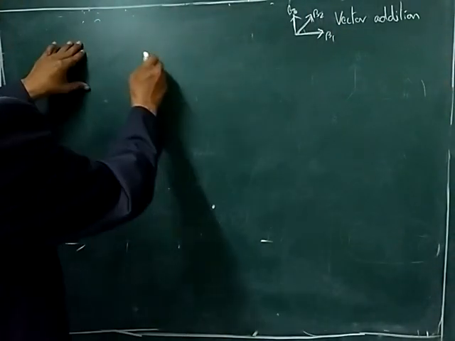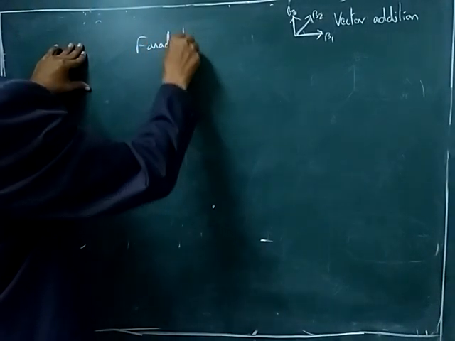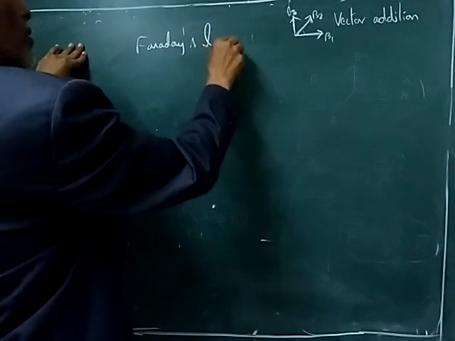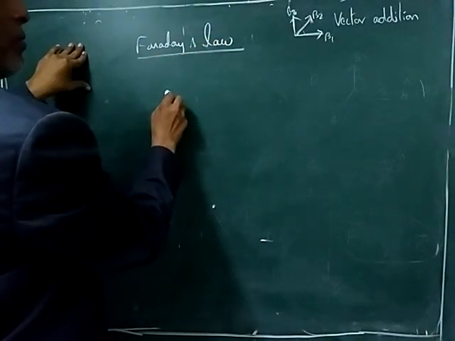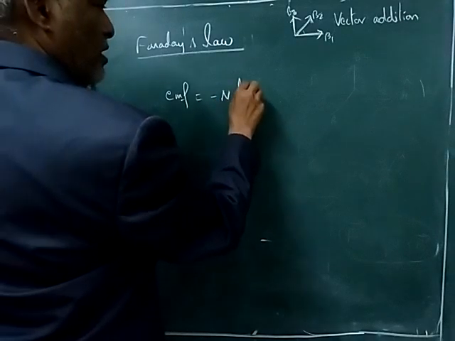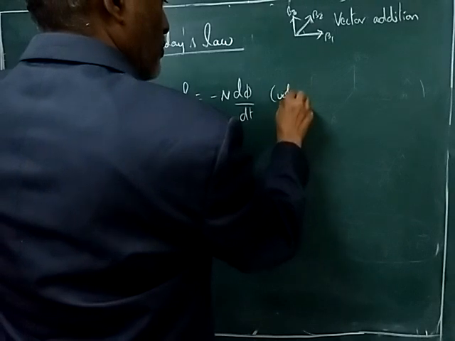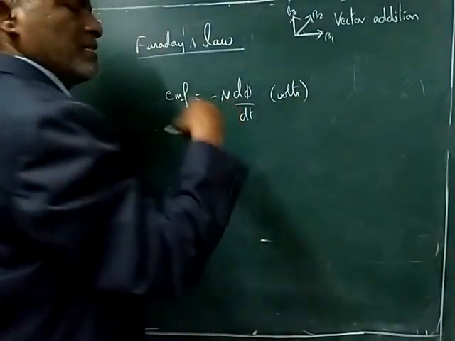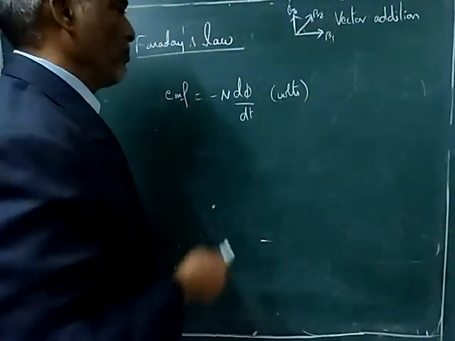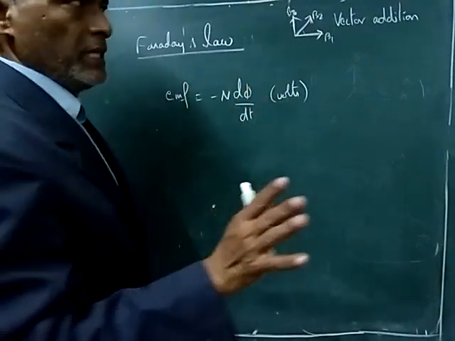So by Faraday's law, we have the EMF or voltage is equal to minus N d phi by dt, rate of change of flux linkages. The unit is volts. N is the number of turns of the coil. If it is going to be 1, then that is minus d phi by dt.